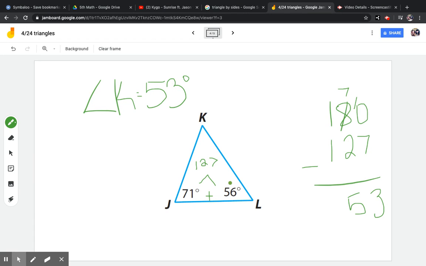All right, and the way to check your work is to add them all together. So if I add 71 plus 56, I got 127, and then 127 plus 53. Well, 7 plus 3 is 10. 5 plus 2 is 7. Plus 1 is 8. 1 plus nothing is 1. So this does make a perfect 180 degrees.